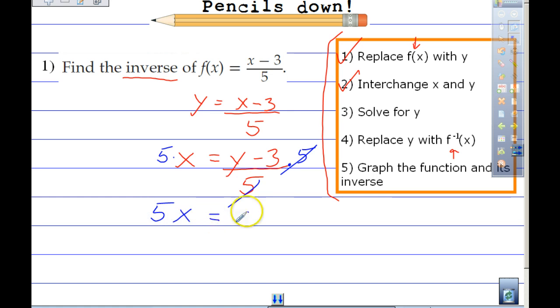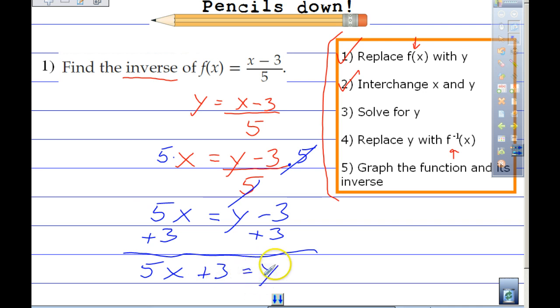And then, of course, lastly, how do you get y by itself? X. So not too bad. So we know we have 5x plus 3 equals y. And again, we don't want to leave it as y. We want function notation. So as soon as we have y at the end, we're going to replace that with f inverse of x. Instead, inverse.